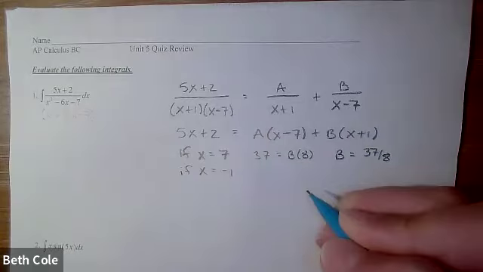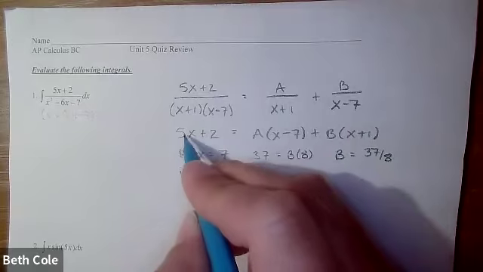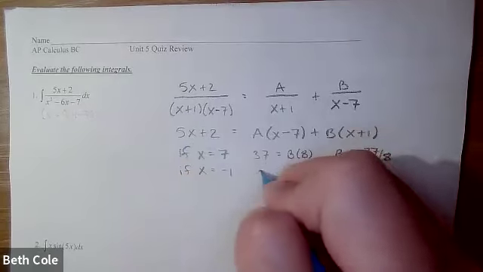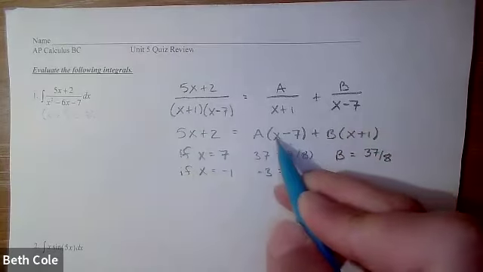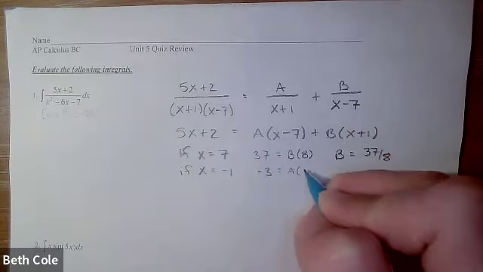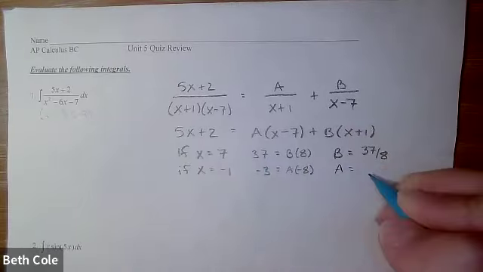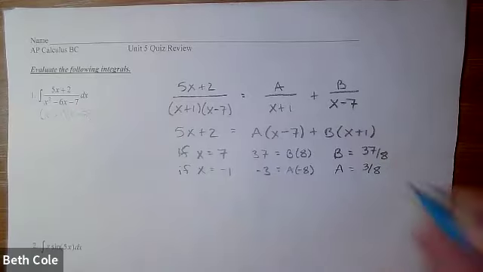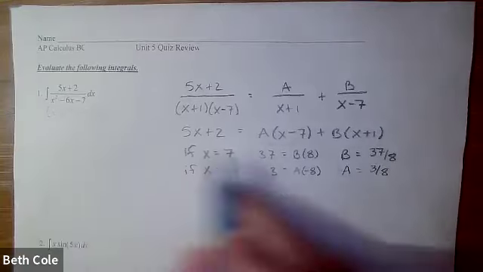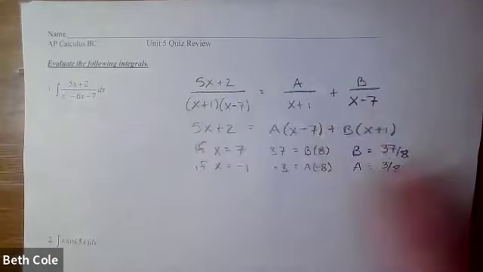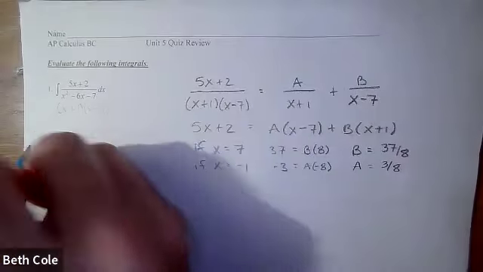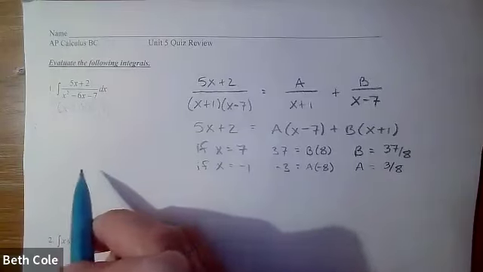We're going to let x be -1. This side would be -5 plus 2, which would be -3. And then this would equal a times -8. And so it's going to give us a is 3/8. So when we come back over here, and this is all algebra, none of this is even calculus at all. Come back over here and put it back into our integral.